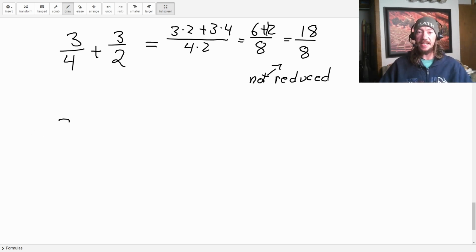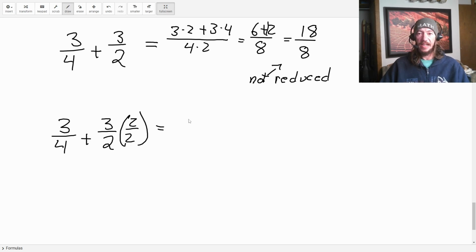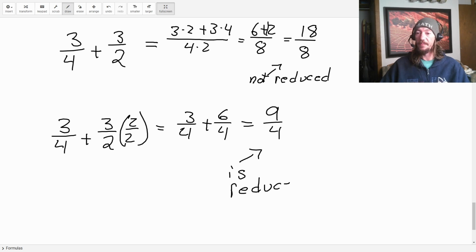So if instead we take a second and see if there's any easier way to do this. Well, my ultimate goal here is to get a common denominator for both, but I don't actually need to change this first fraction at all. I can get a common denominator just by changing the second fraction and multiplying by 2 over 2. This now looks like 3 over 4 plus 3 times 2 is 6, 2 times 2 is 4. So 3/4 plus 6/4 is 9/4. This is reduced. So we've saved ourselves some work here.